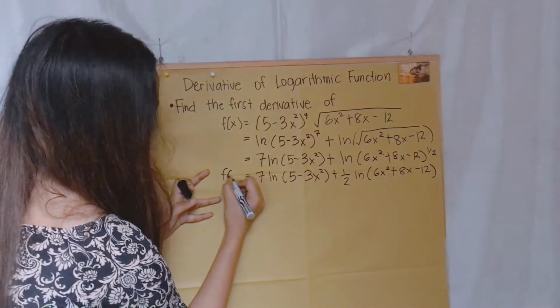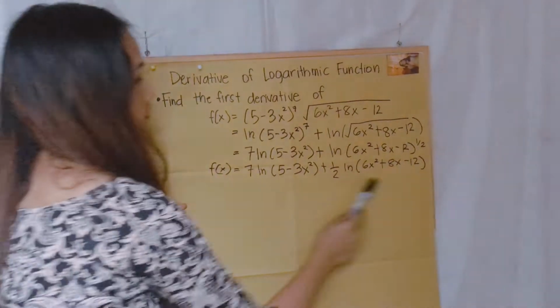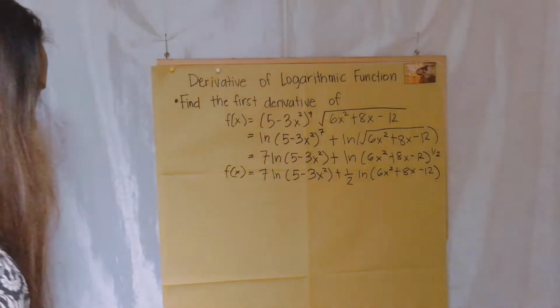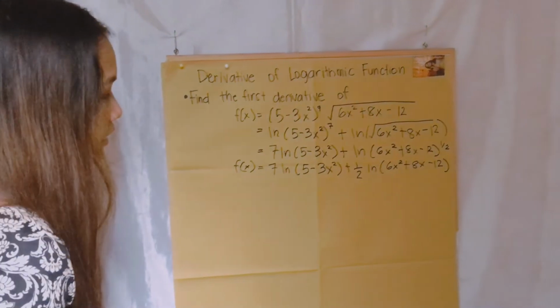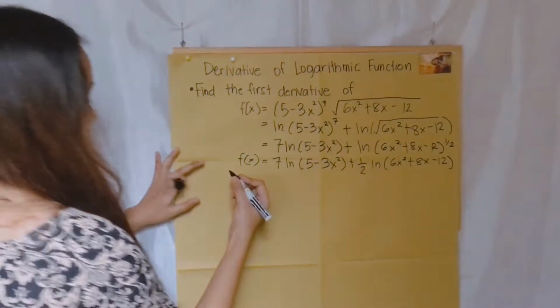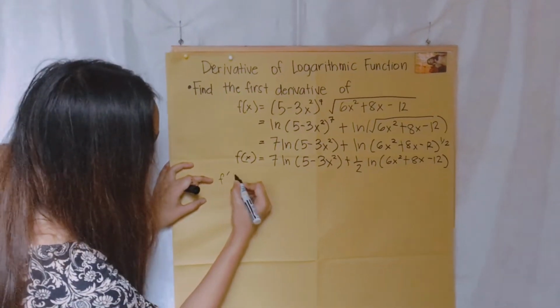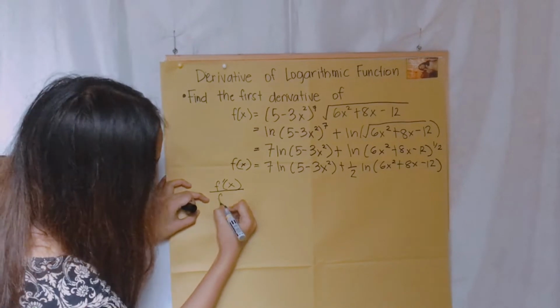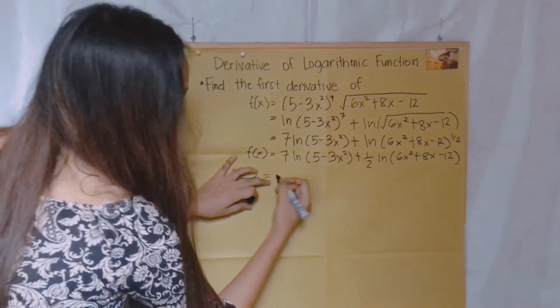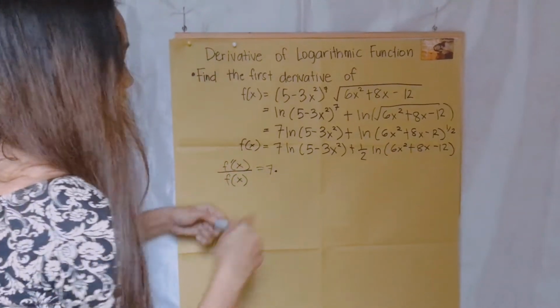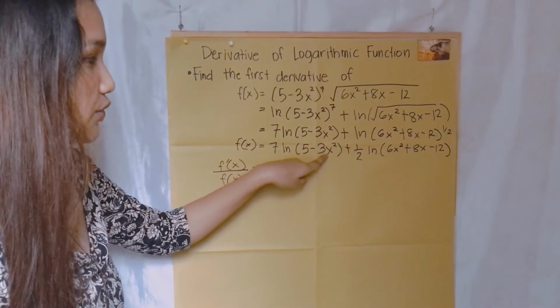So using this equation, we will now find the derivative of this function. Using implicit differentiation, we differentiate both sides with respect to x. With implicit differentiation, we get f prime of x over f of x. So we just have to put 7 times the derivative of the term, which is 5 minus 3x squared.